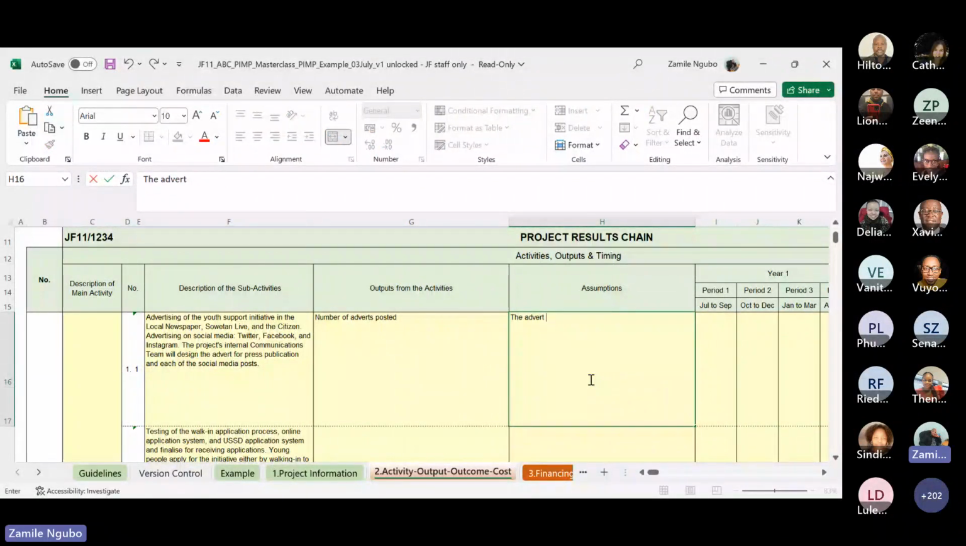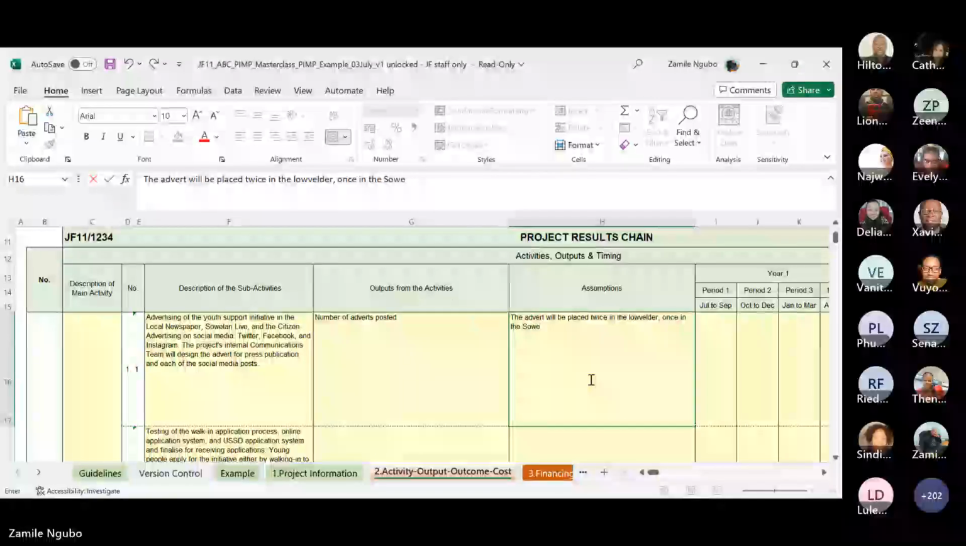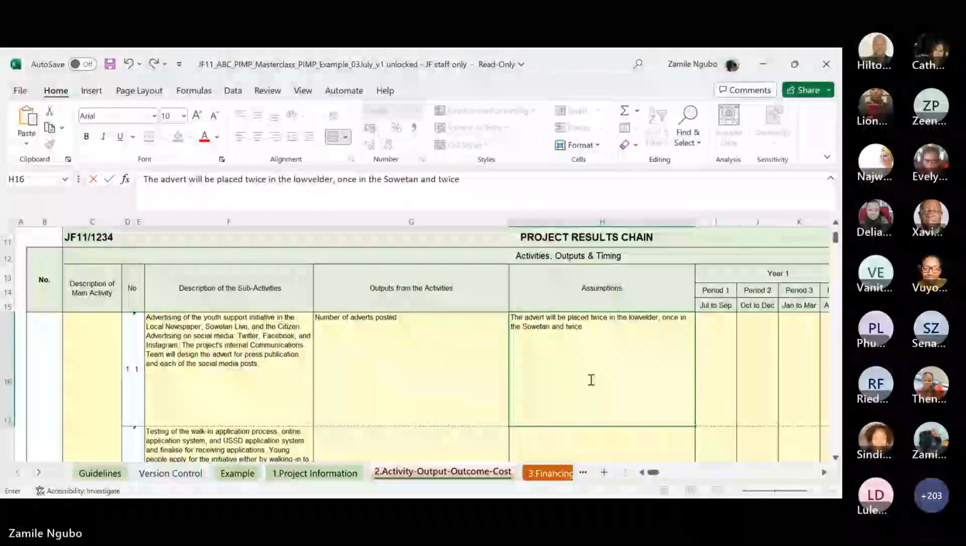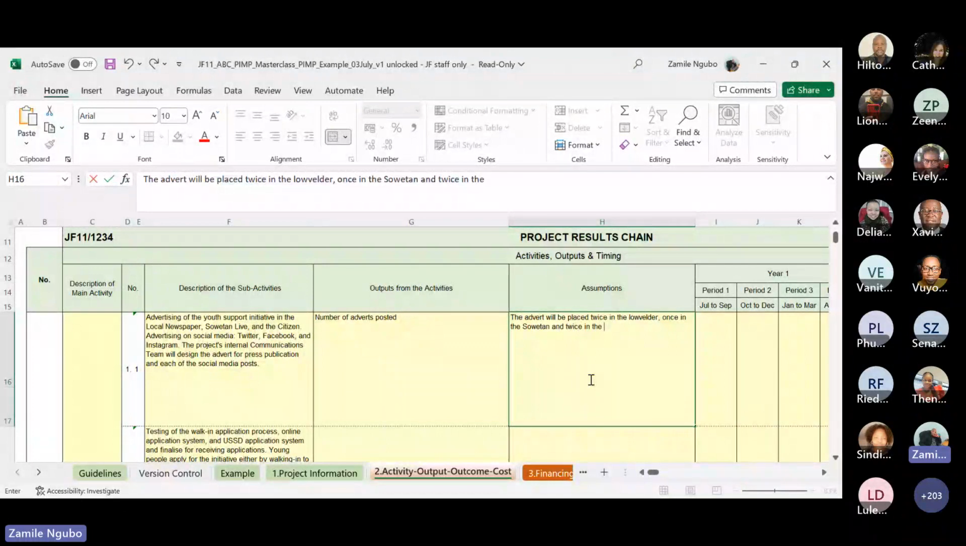will be placed twice in the local newspapers. Here in this case is Lohfelder. Lohfelder is a local newspaper in Mpumalanga. And we will post once in Sowetan, and twice in the Citizen. These are newspapers that we'll be using to advertise the opportunity for young people.